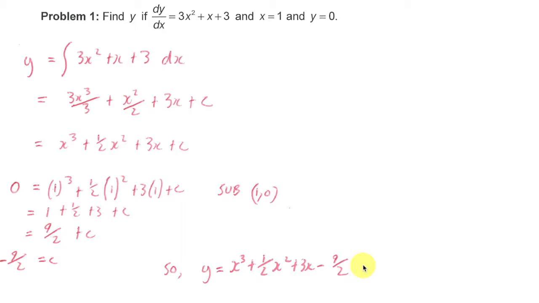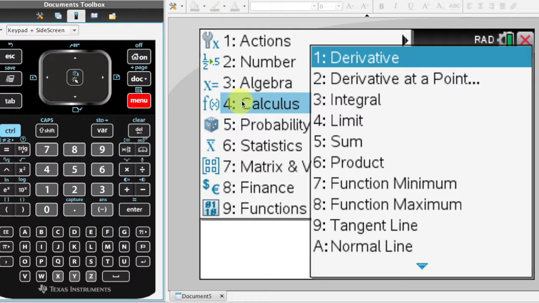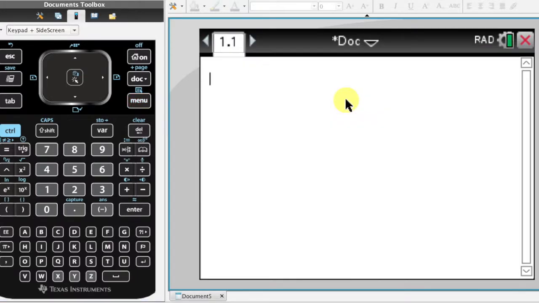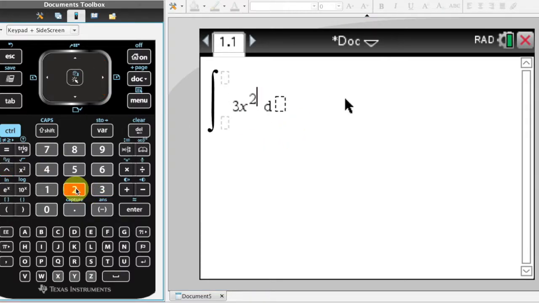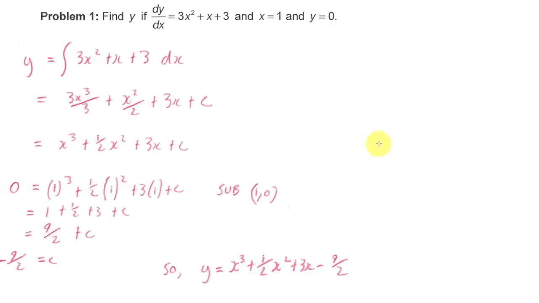Of course, we can also do that on our CAS. I'm going to start by working out the antiderivative. So menu, calculus, integral. Don't worry about the terminals. And it's going to be of 3x squared plus x plus 3, doing it with respect to x. So you can see that's what it's equal to, just what I've got here, except I haven't included the c.